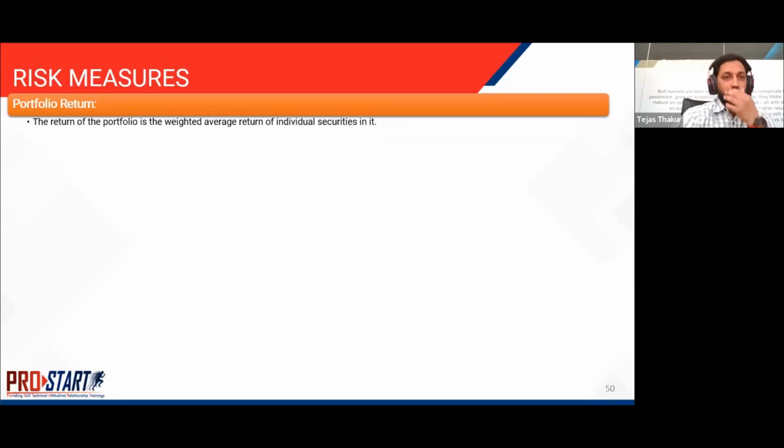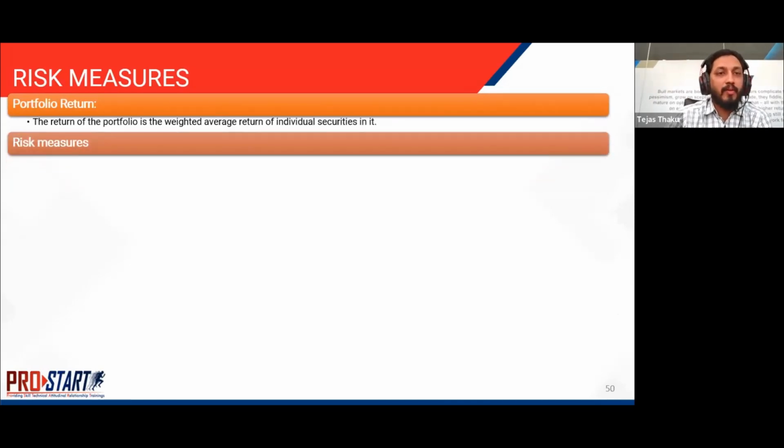A few other things on risk measurement. Portfolio return. The return of the portfolio is basically the weighted average return of all the individual securities in the portfolio. And this concept is also utilized ahead in the Modigliani, which is the M square methodology of risk calculation. If you have multiple funds that you have invested into, and each has a return, and there is a weightage that you have assigned to each, the overall portfolio return is simply the weighted average of all the individual securities.